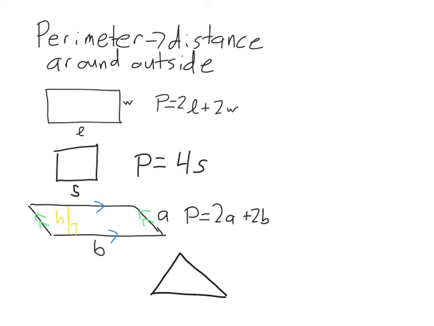And let's say this triangle has sides A, B, C, and it also has a height H. How can I find the perimeter of this triangle? A plus B plus C. Absolutely. A plus B plus C. You add the 3 sides.